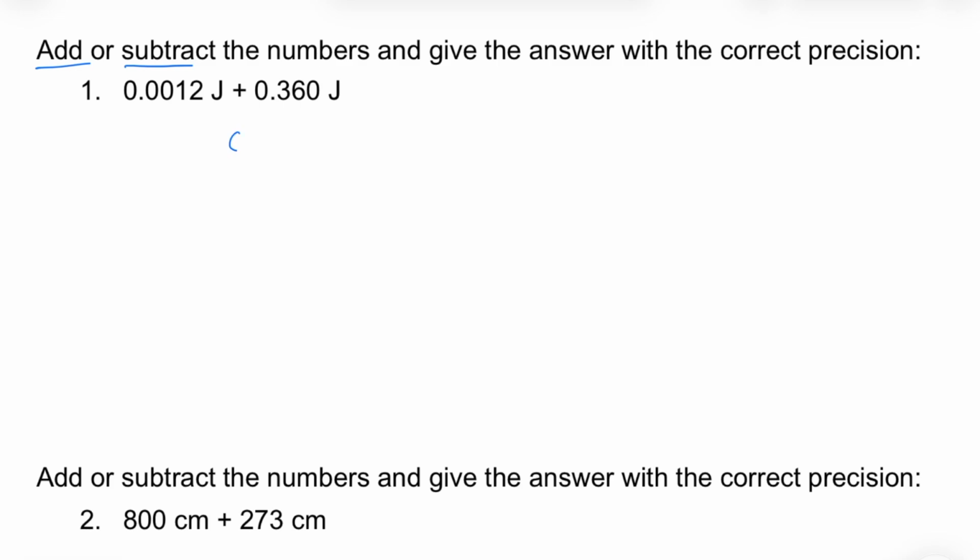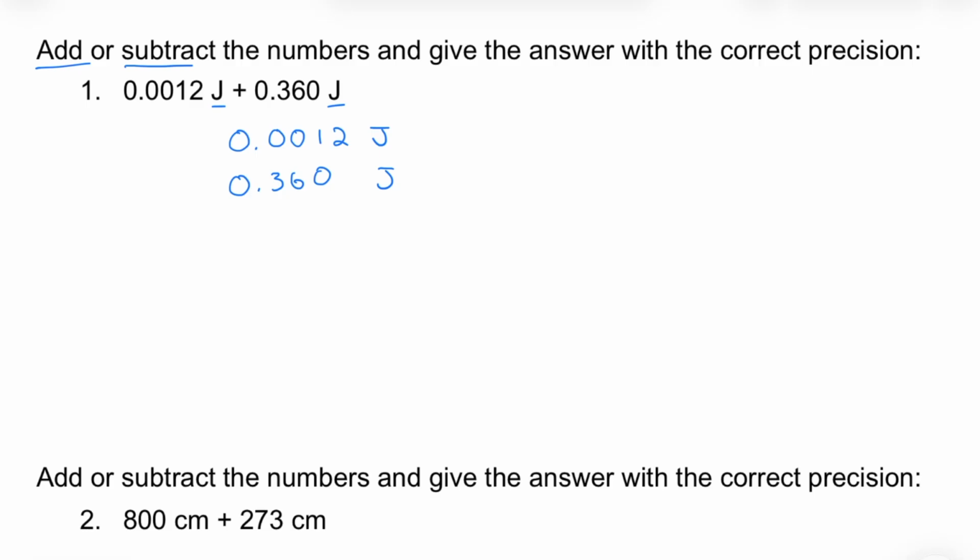What I like to do is line everything up in terms of the place value. So we got 0.0012 joules, and we're going to add that to 0.360 joules. You'll notice, first of all, that we're adding two measurements that have the exact same units. This is the only way that we can add two measurements together: they have to have the same units.